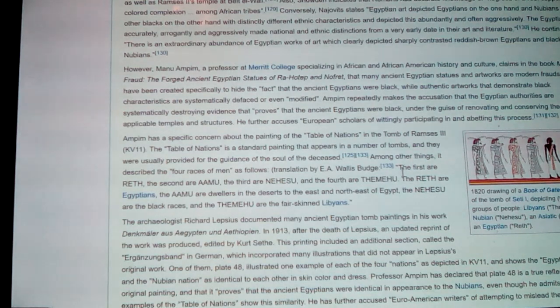While authentic artworks that demonstrate black characteristics are systematically defaced or even modified, although you can't find any of these statues or these wall things that are modified where somebody's given a bigger nose or anything along those lines. They wish to think, see, here it is. When they get debunked totally, they go, well, somebody changed it then.